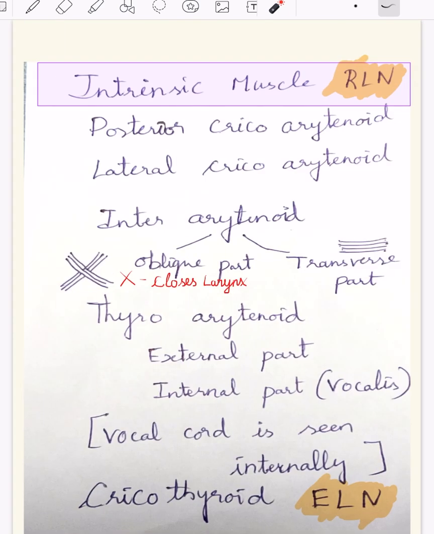Next, moving on to the opening and closure of the larynx. In the interarytenoid oblique fibers, the oblique fibers are arranged in a way that denotes the X symbol, which means no entry, that is, closure. So it helps in the closure of the larynx.